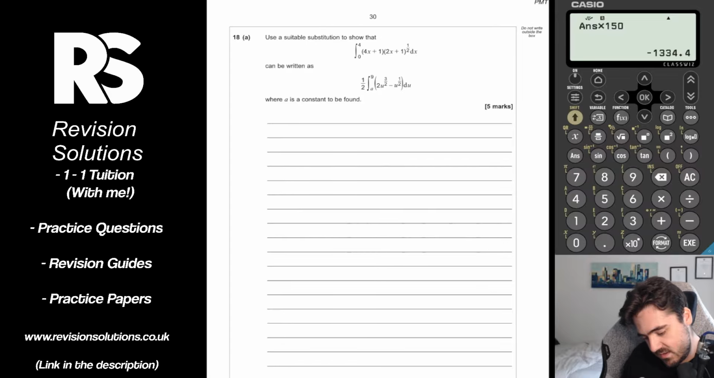Moving on to question 18, it says, use a suitable substitution to show that this integral can be rewritten as this integral.